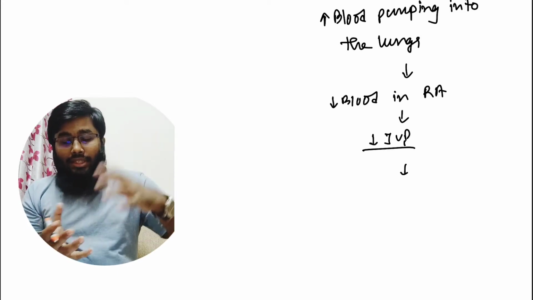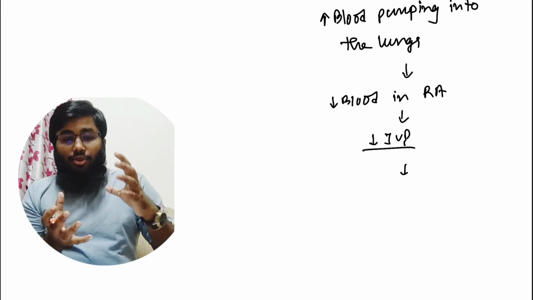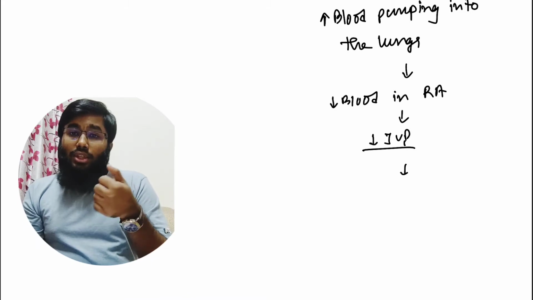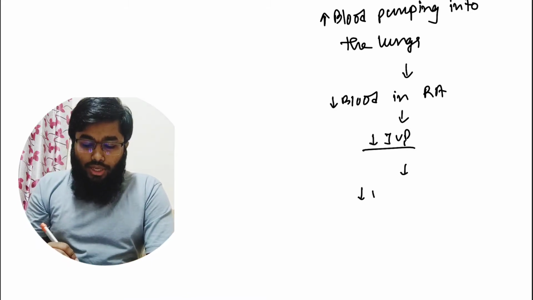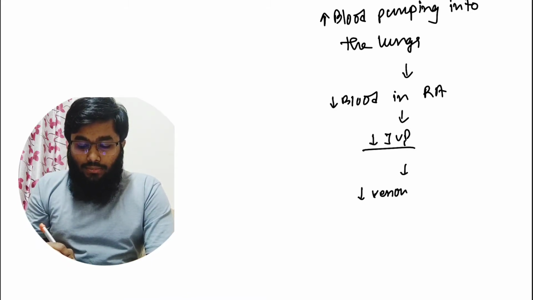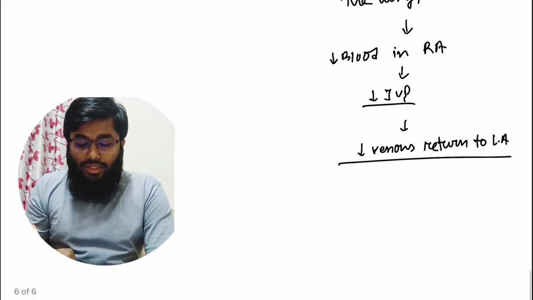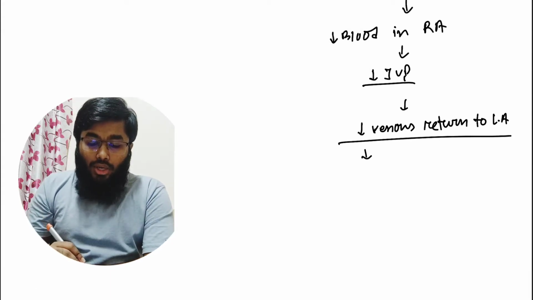Okay, and also see that in the inspiratory phase the lungs are filled with oxygen, and they are highly capacitant, and they will cause a large amount of blood to be pulled inside them, and this causes less venous return to the left atrium also. So there will be decreased venous return to the left atrium. Okay, so when there is decreased venous return to the left atrium, what will it cause?